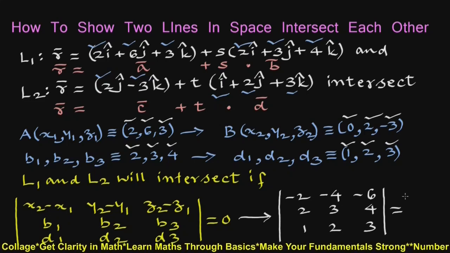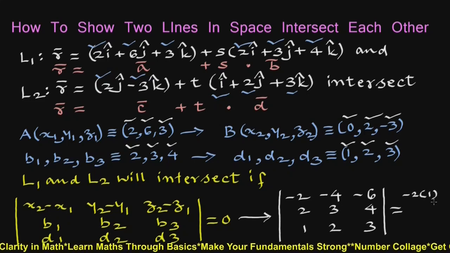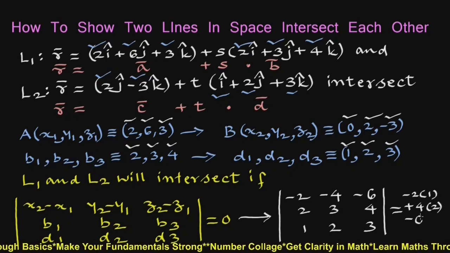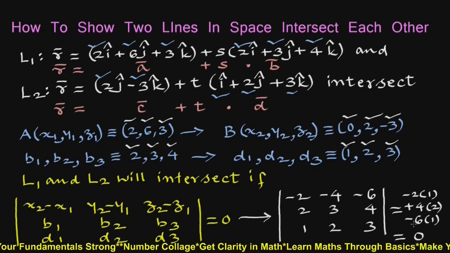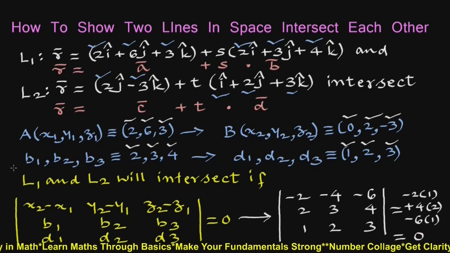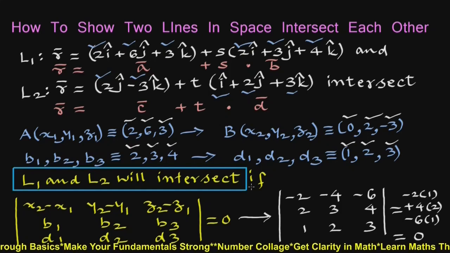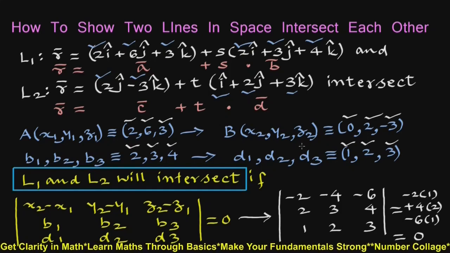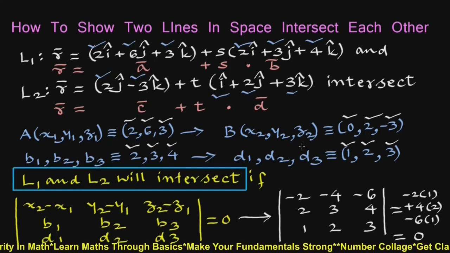It works out to be -2 into 1 plus 4 into 2 minus 6 into 1, which is 0, which proves that L1 and L2 will intersect. This can also be shown in another way.